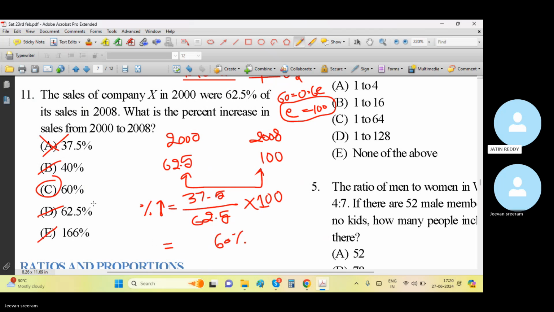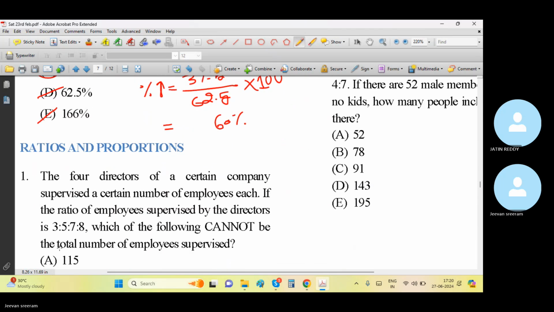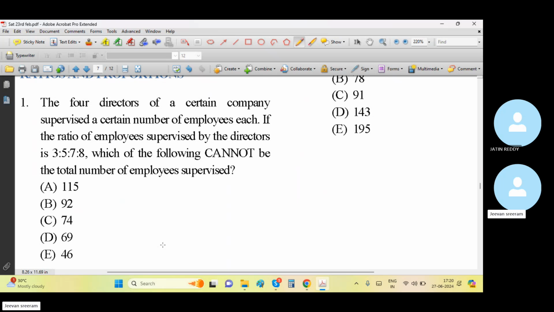So please attempt the rest of the math questions, ratios and proportions. Try to attempt all the questions. We will have a discussion directly.